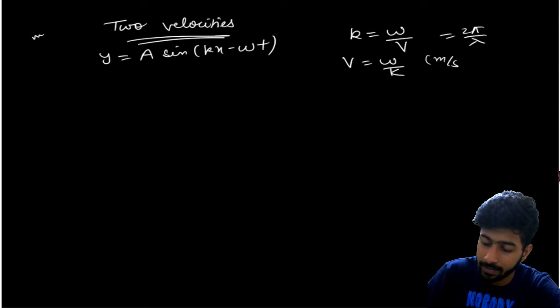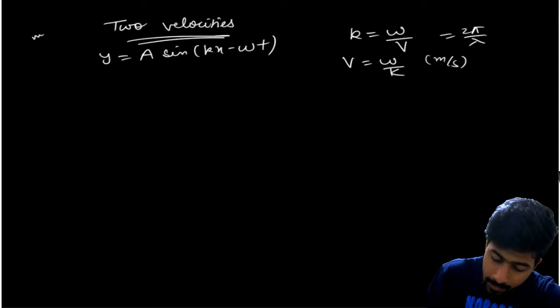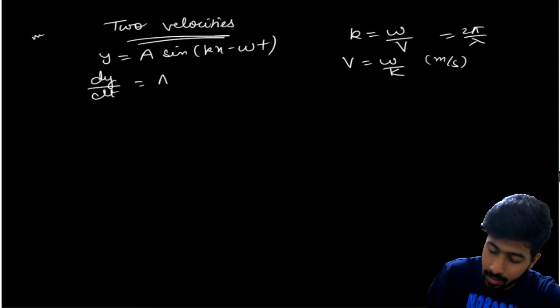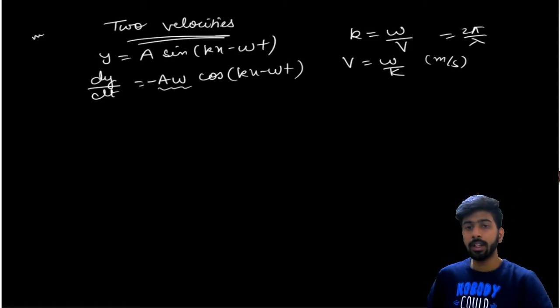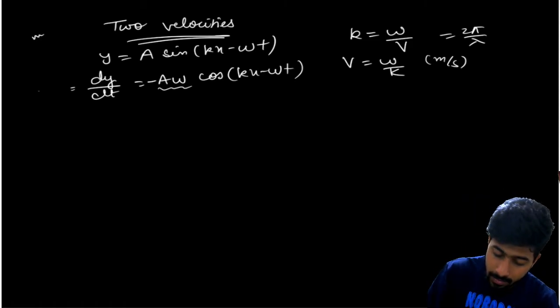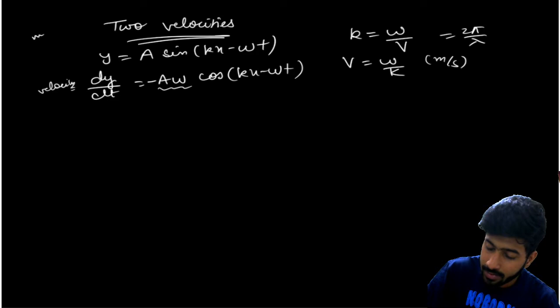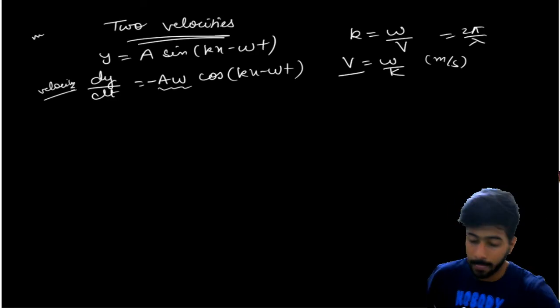It's some velocity. But you would have also seen this dy/dt term, which is equal to -A omega cos(kx - omega t), right? So what is that? This is also velocity. What is the difference between this velocity and this velocity?